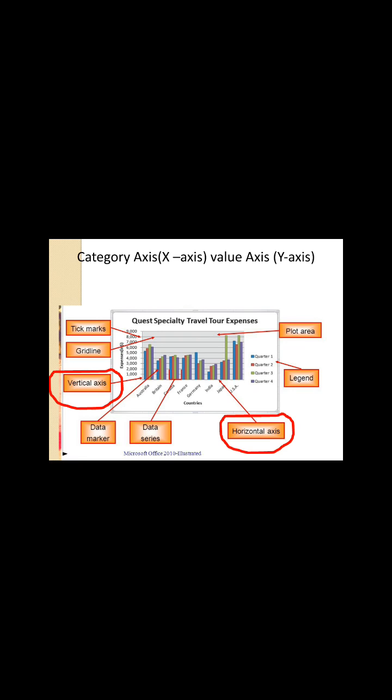Now the next is category axis or x axis, and value axis, that is y axis. So here you can see these names, horizontal values, these are the x category axis, and these are the y axis.